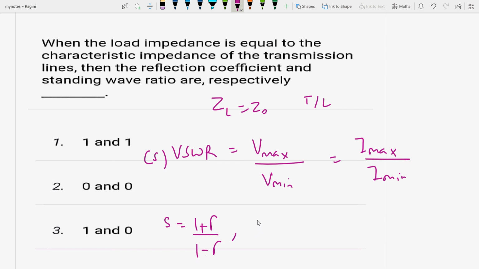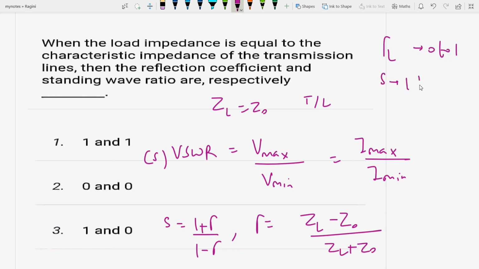So this reflection coefficient is what? This is equal to ZL minus Z0 by ZL plus Z0. So for reflection coefficient, this is the load reflection coefficient and it is varying from 0 to 1. So VSWR will vary from 1 to infinity.